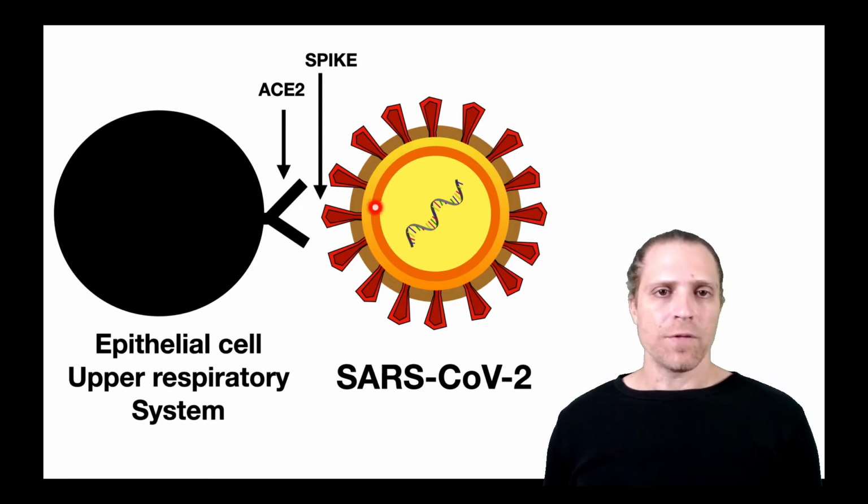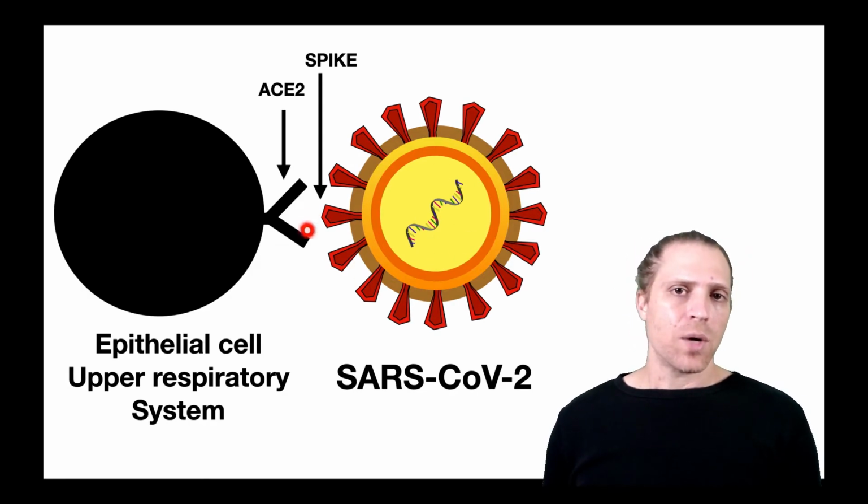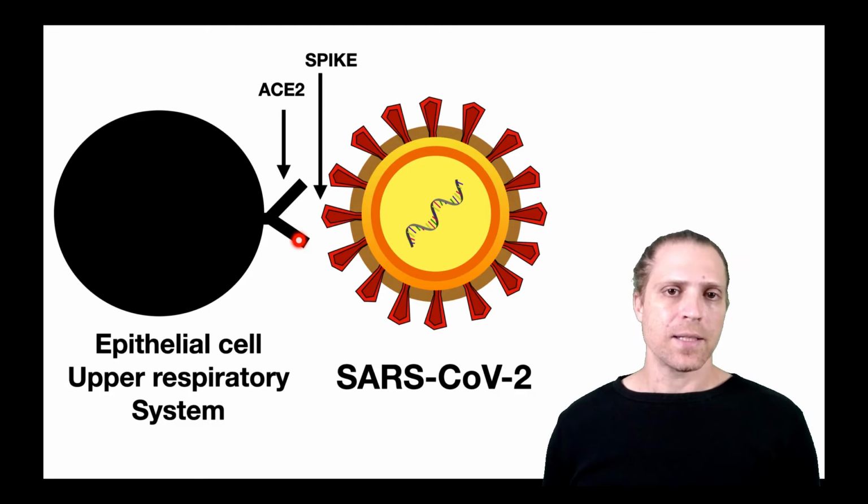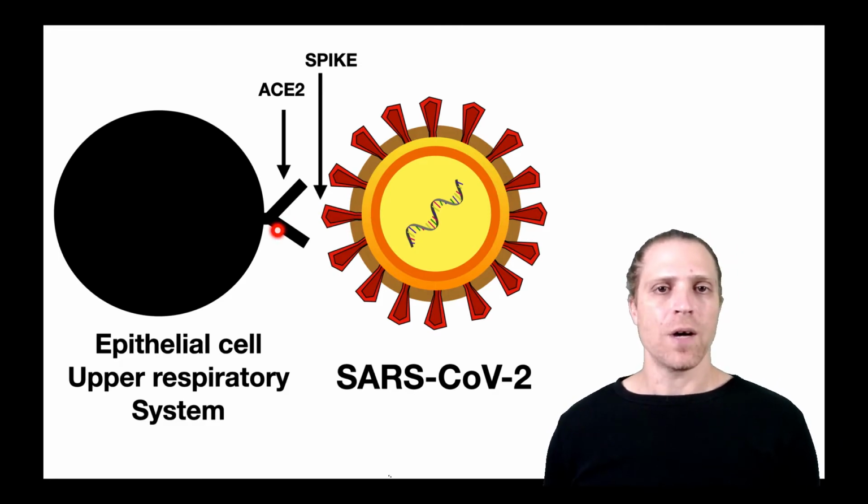Following entry of the virus, there is an interaction between the spike protein of the virus and the receptor expressed on epithelial cells of the upper respiratory system. This receptor is called ACE2, as you can see here on the screen. And following successful interaction between the spike protein and the ACE2 receptor, there is an entry of the viral particle into the cell and therefore infection.